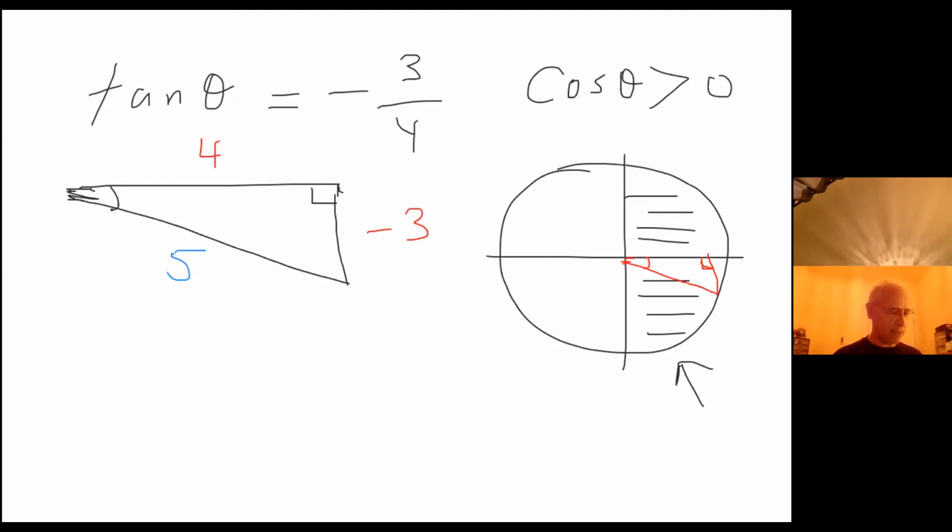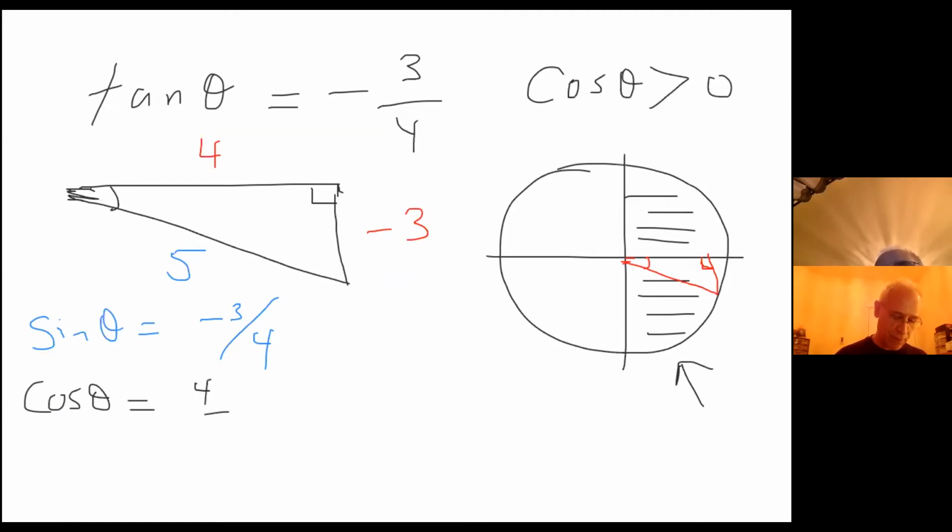So the question is asking to find sine, cosine. Well, so let's see. Sine of theta in this case is opposite over hypotenuse, so -3/5. Cosine of theta equals adjacent over hypotenuse, so 4/5. Tangent of theta is given.